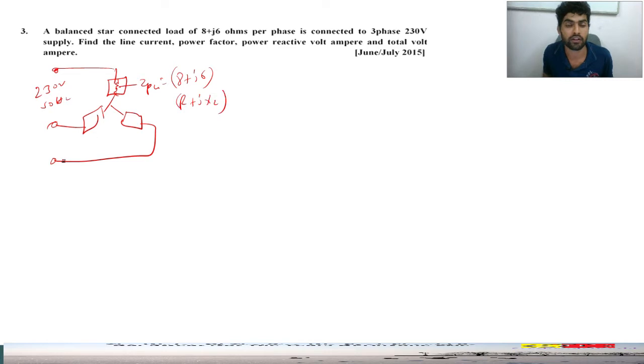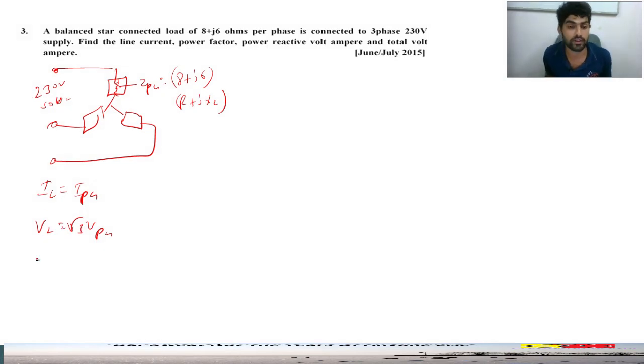Okay. And what is the relationship between line voltage, line current, phase voltage, phase current of a star? IL is equal to I phase, VL is equal to root 3 V phase. See here, there is a 230 volts, 50 hertz line voltage, not a phase voltage. Usually in all the problems, they will give 230 volts as a phase voltage, and 400 to 440 volts as a line voltage. But here they have given 230 as a line voltage.